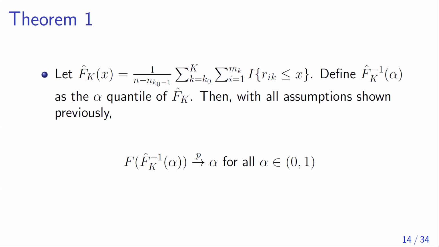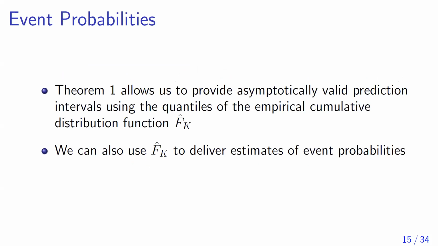As long as we stick to this definition, defining this inverse function, and then also going with the previous assumptions that we outlined in a couple slides earlier. So like I said, this allows us to provide these asymptotically valid prediction intervals using our estimate of the empirical CDF function up to period k. We can also use this estimate for event probabilities.